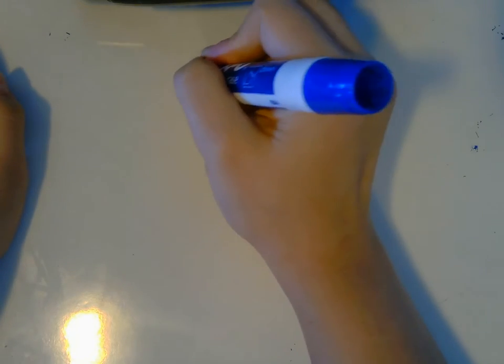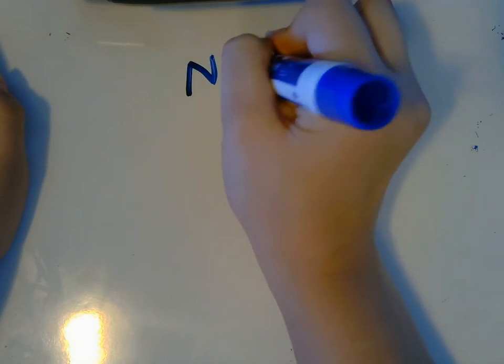Okay, next example. Let's say I want to do a Lewis dot structure for NBr3.